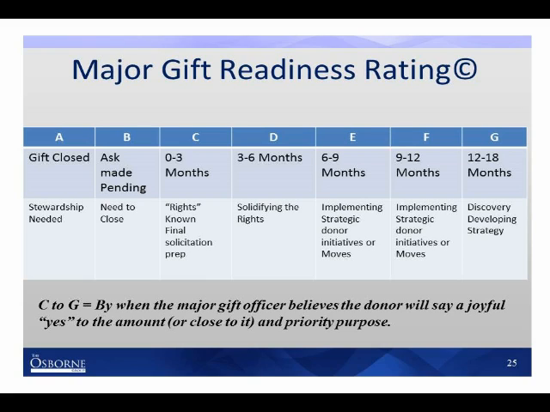And so this is how you would use it in the gift table, right? You'd have the name, you'd have their capacity rating, their inclination rating. Inclination is, are they philanthropic? Is there a close affinity? Is there a good, easy path to get to them? And then their readiness code, as I just showed it to you.